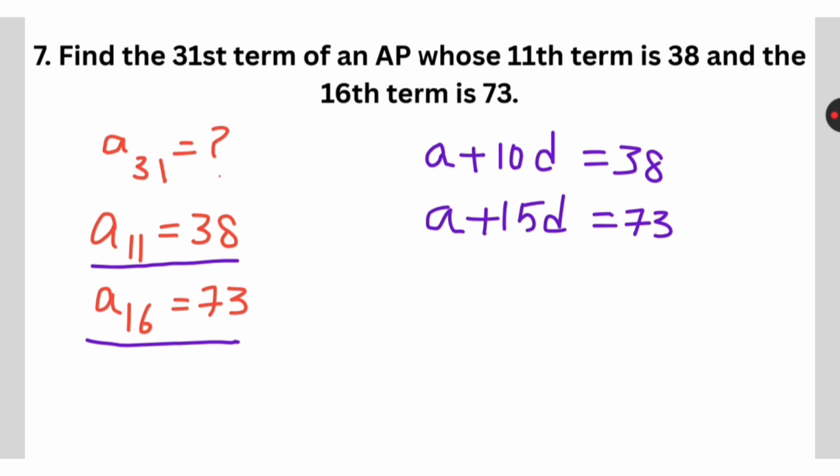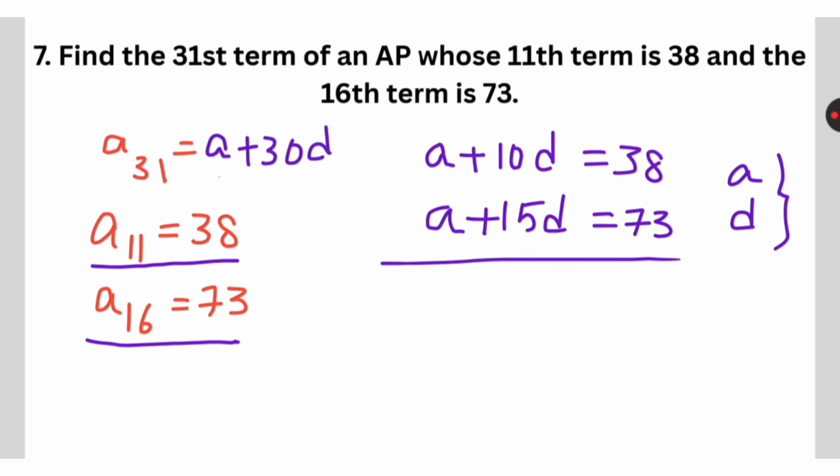So here we are getting two equations. Using these two equations, we can find the first term, which is A, and the common difference. After finding the first term and common difference, we can easily find the 31st term. The 31st term is nothing but A plus 30d, isn't it? So let's find out the first term and common difference using these two equations.